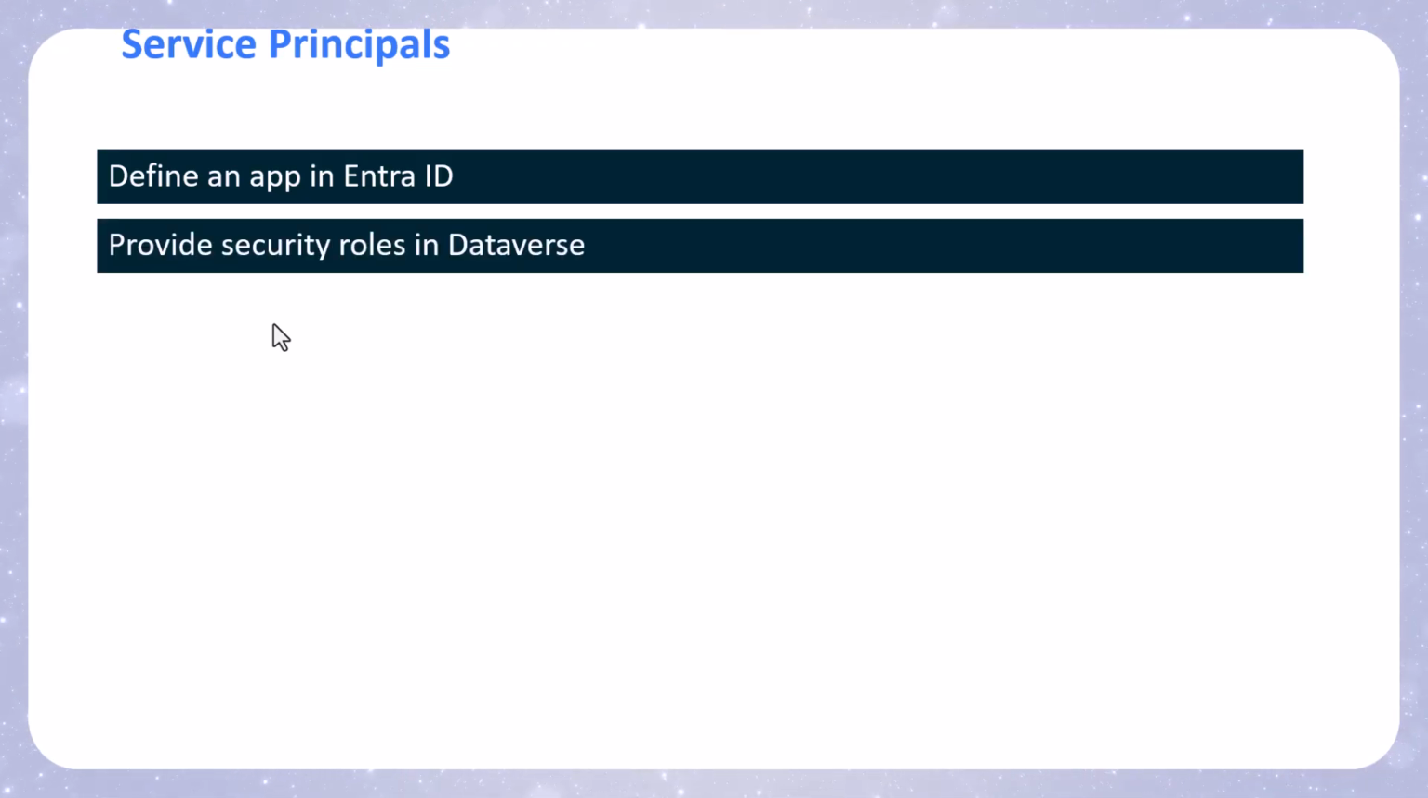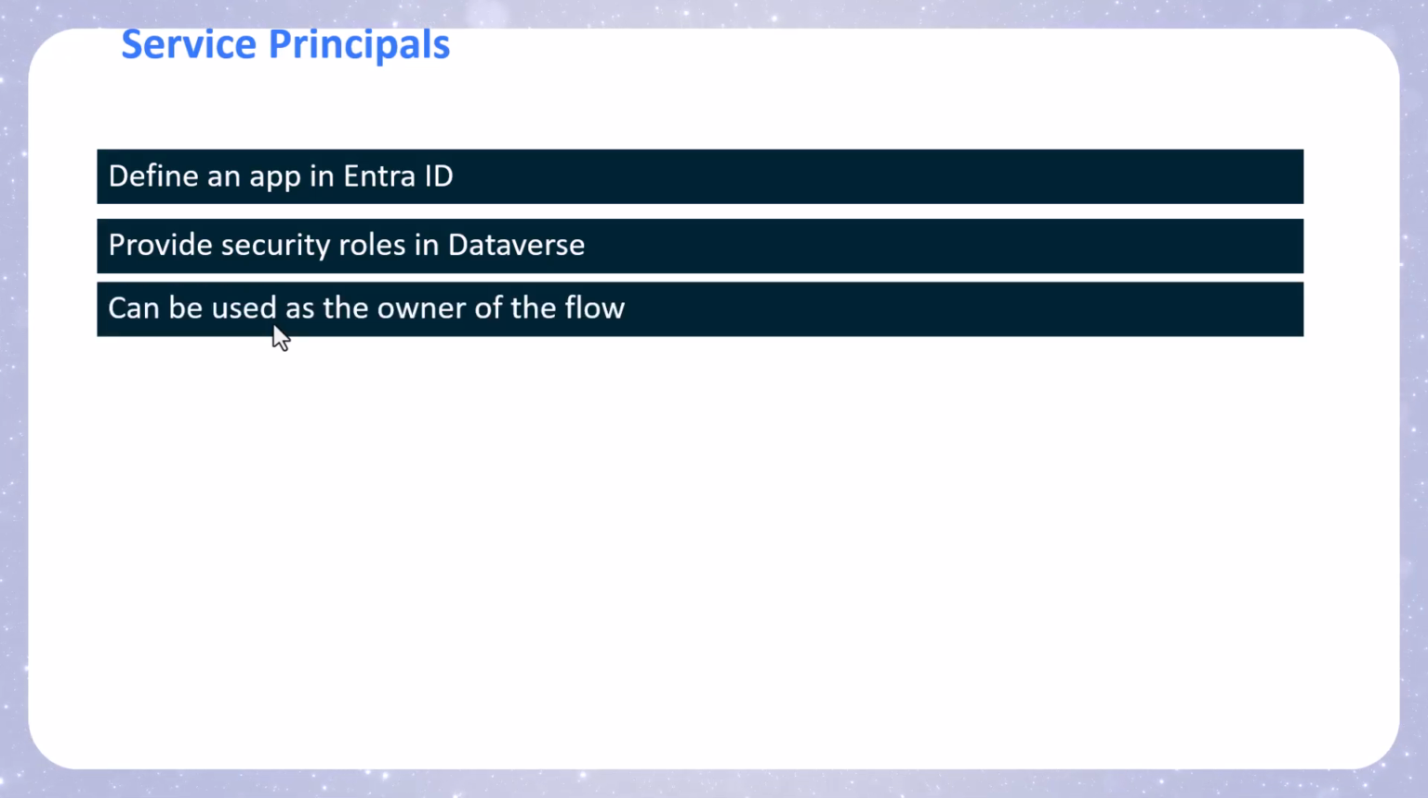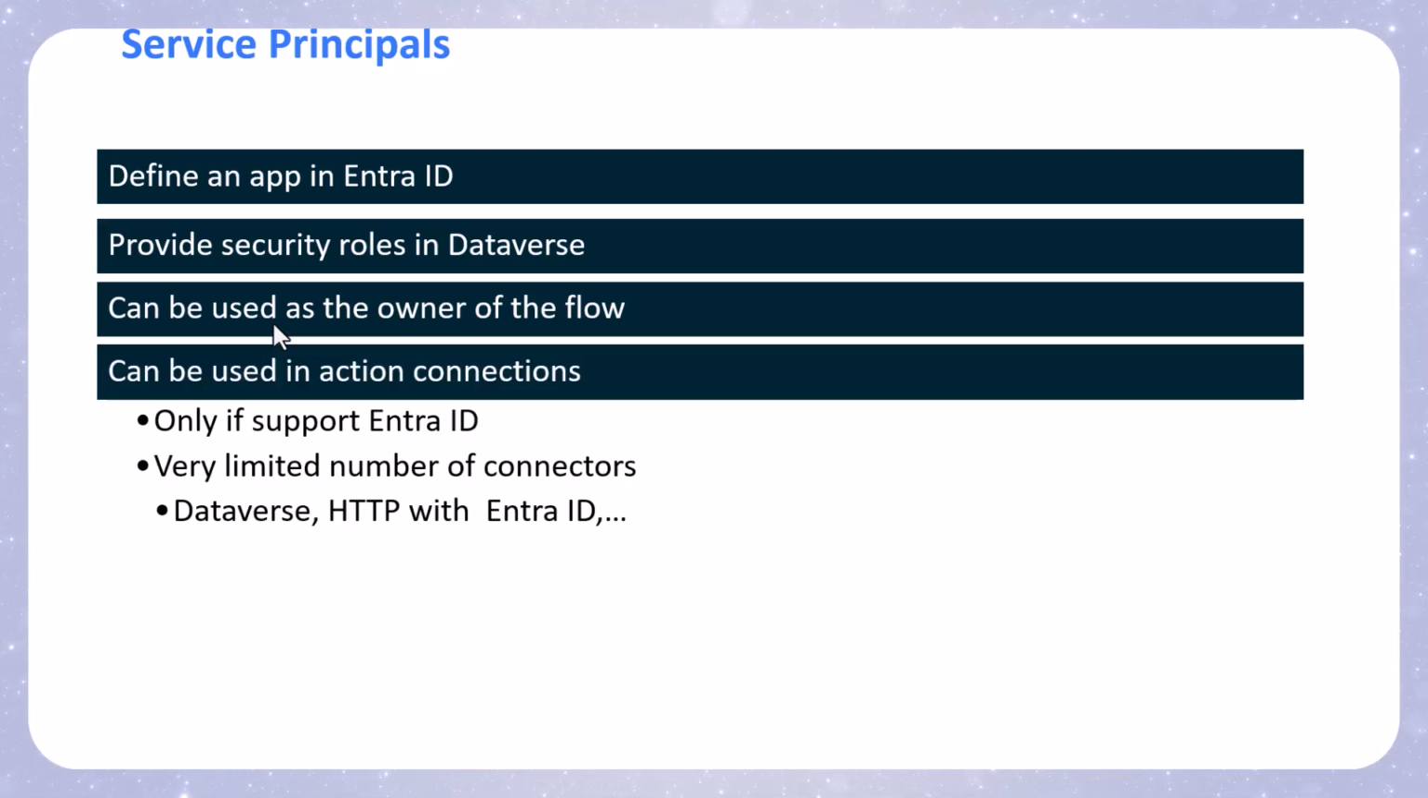You can also use a service principal, right? To use a service principal, you need to define an app in Entra ID and provide some security role for this app in Dataverse. The service principal can be used as the owner of the flow and the owner of the Power Apps. It can be used in some action connections, but only if the connector supports Entra ID, and there is a very limited number of connectors that support Entra ID.